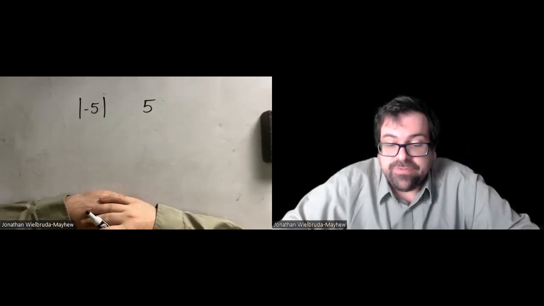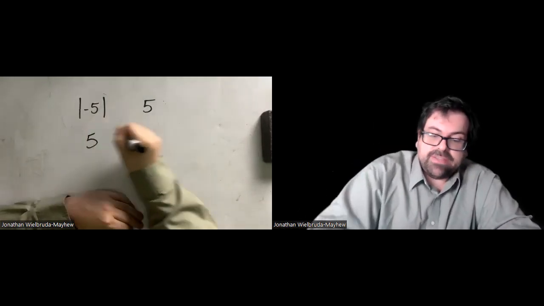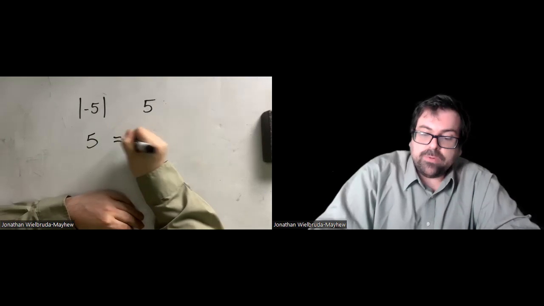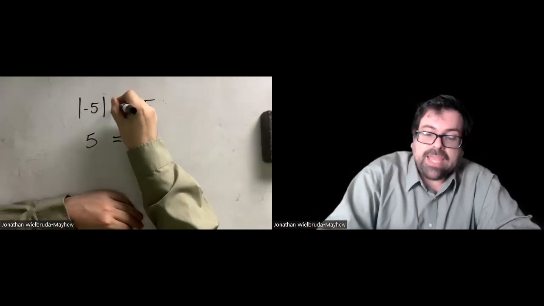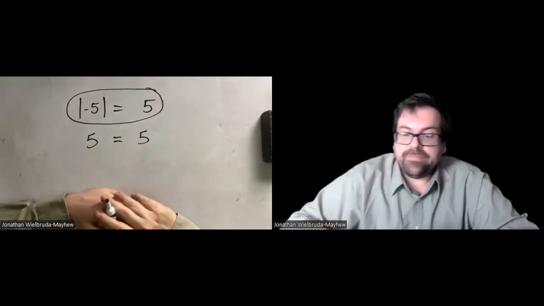Let's compare the absolute value of -5 with 5. Well, the absolute value of -5 is +5, and 5 equals 5. So the absolute value of -5 equals 5.